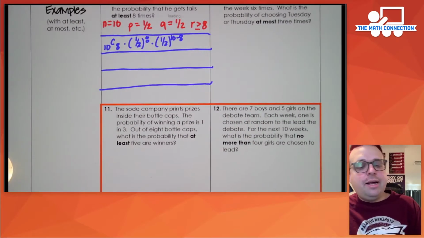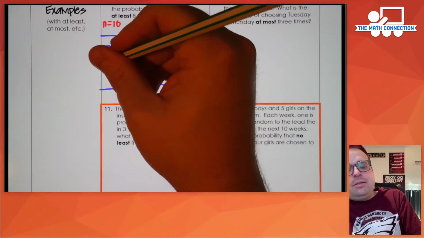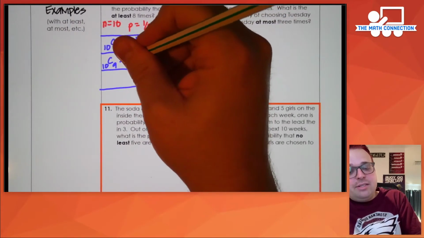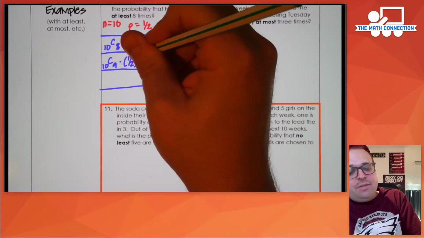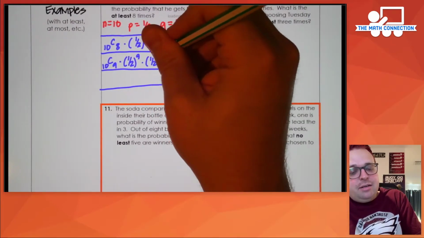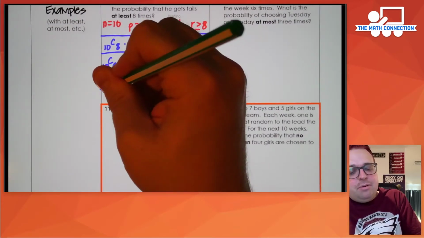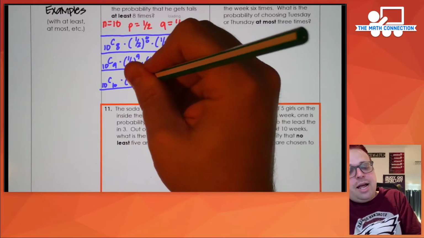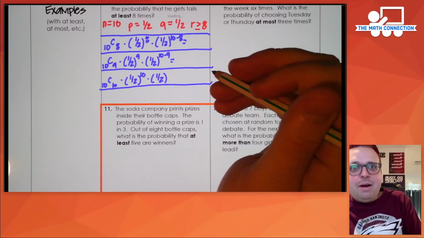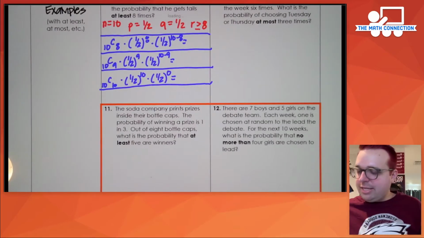So we need to calculate this and figure out what it is. We also need to do a 10 combo of 9. So this is where r is 9. 1/2 to the power of 9, 1/2 to the power of 10 minus 9. That gives me some value. And finally, 10 combo 10, 1/2 to the 10, 1/2 to the... what's 10 minus 10? 0. Okay, so let's calculate all this.